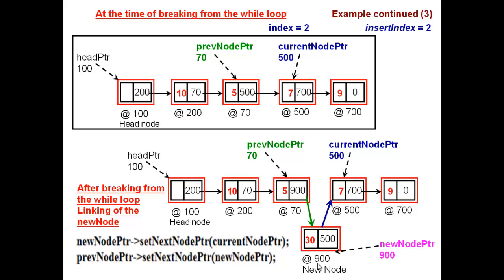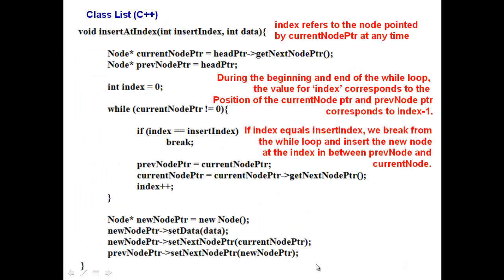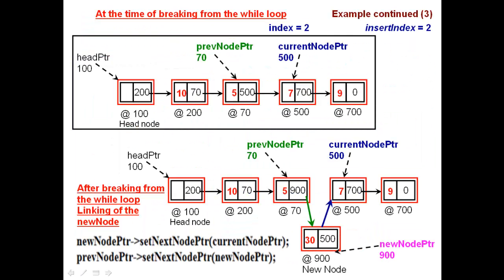Now the new node pointer will store that address 900 pointing to the new node, and we can set its data to be 30, whatever data you want to set up. For the next statement, I say new node pointer arrow set data to be the data. That's straightforward, calling the set data function on the node object using the new node pointer. Always use the arrow operator when you call using the pointer. The next 2 statements are the ones you have to really understand, to link the new node to the current node. That's what I show here.